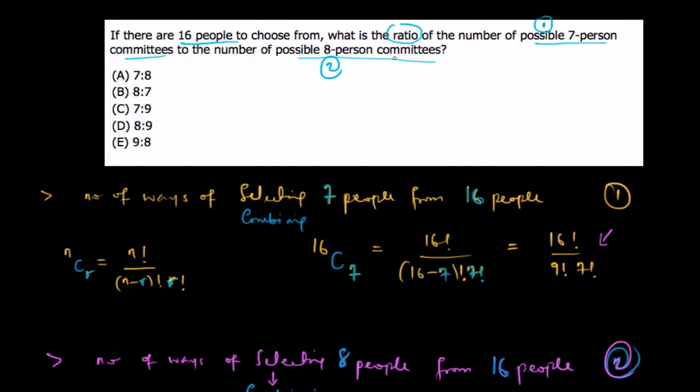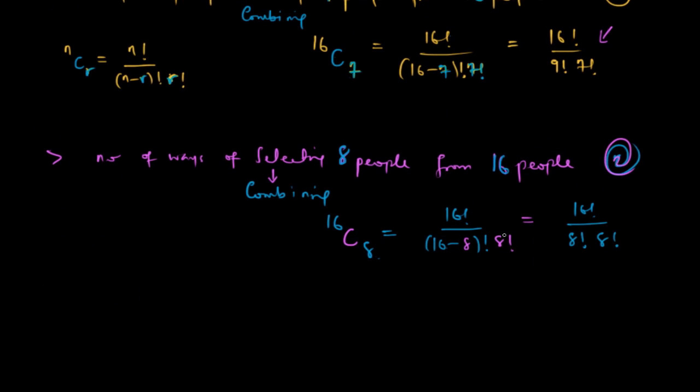Now, the question says find the ratio of the answer you obtained in 1 to the answer you obtained in 2. That's what the question says. So the ratio of 1 to 2, whenever I hear the word ratio, it means 1 divided by 2. So what we obtained in 1 is 16.